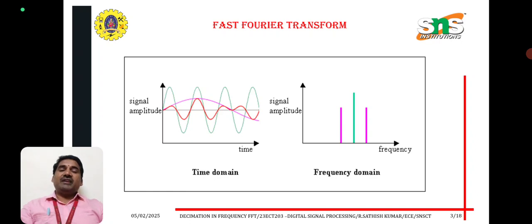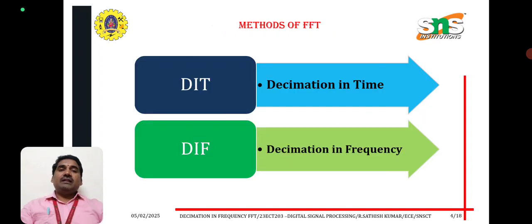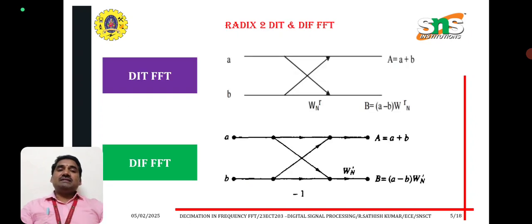Splitting operation is done on the time domain basis in the DIT FFT method. Frequency splitting operation is done on the frequency domain basis in the DIF FFT method. Now we are going to calculate from time domain to frequency domain with the help of fast Fourier transform. The methods of FFT are DIT FFT, DIF FFT, that is, decimation in time fast Fourier transform and decimation in frequency fast Fourier transform. This is the Radix-2 DIT and DIF FFT.